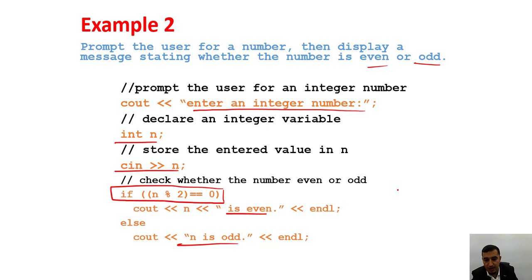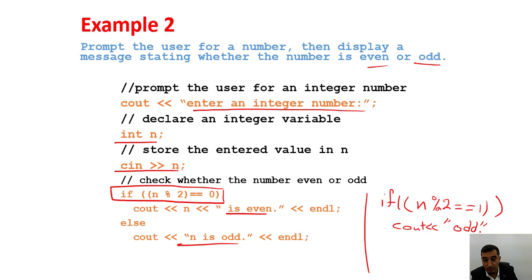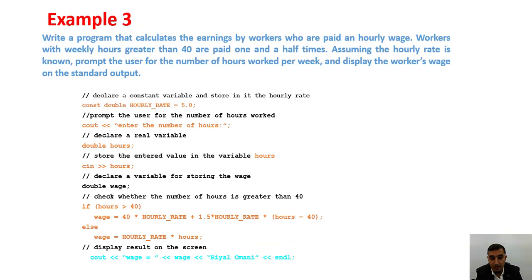Can we write it in another way? Yes, we can say if n modulus 2 is equal to 1, then we are going to say cout odd, because the remainder is odd. Else cout even. Okay, so we can write the program in different ways.